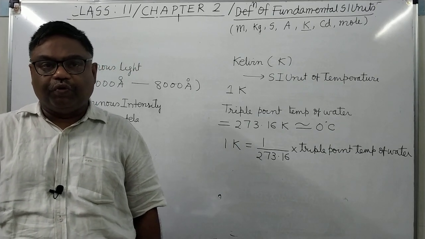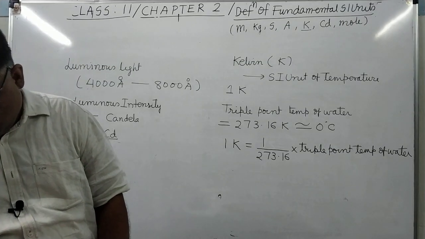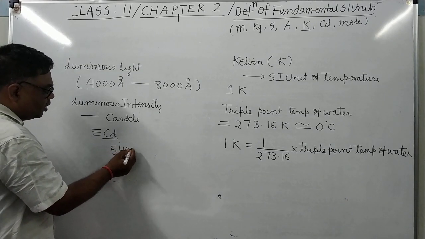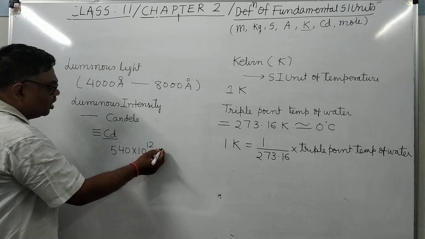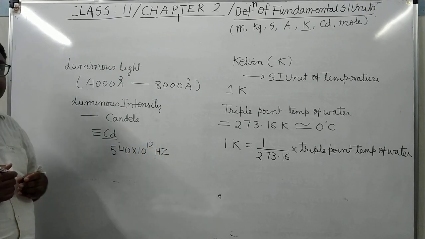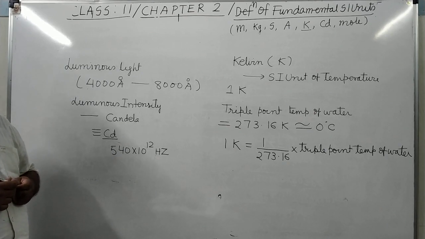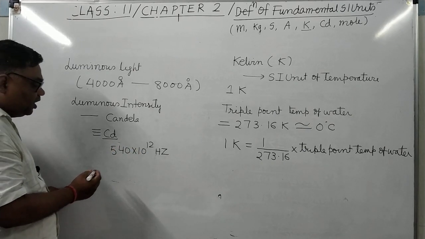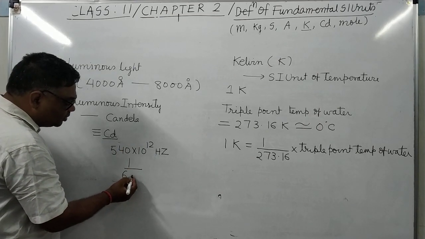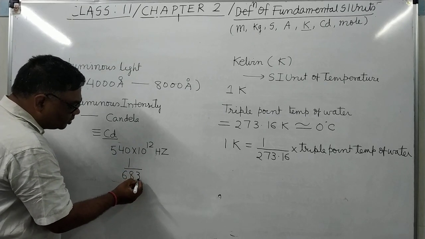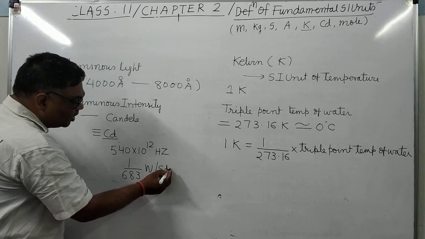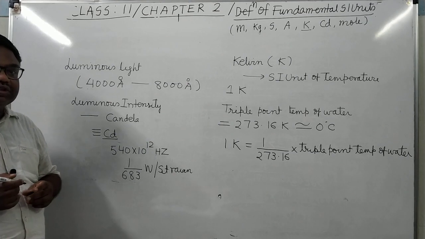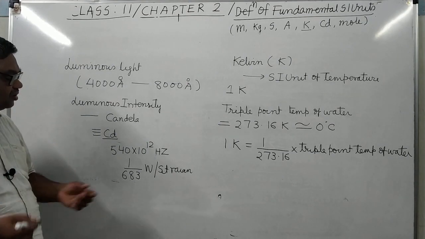One candela is the luminous intensity which is produced by a monochromatic source of light whose frequency is 540 into 10 to the power 12 hertz, and whose radiant intensity in that direction is 1 upon 683 watt per steradian. Means in a unit solid angle, how much radiant intensity does that source of light have in that direction? It is 1 upon 683 watt.